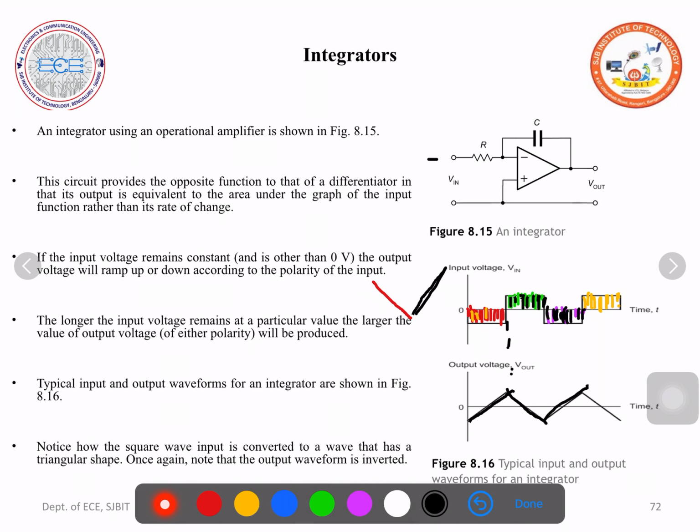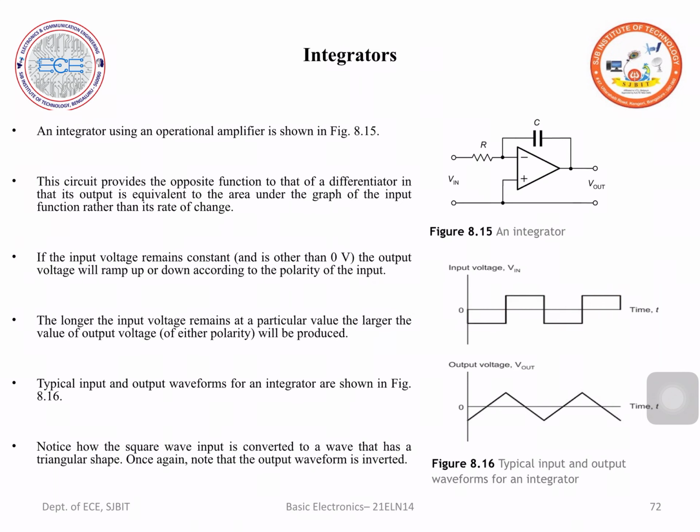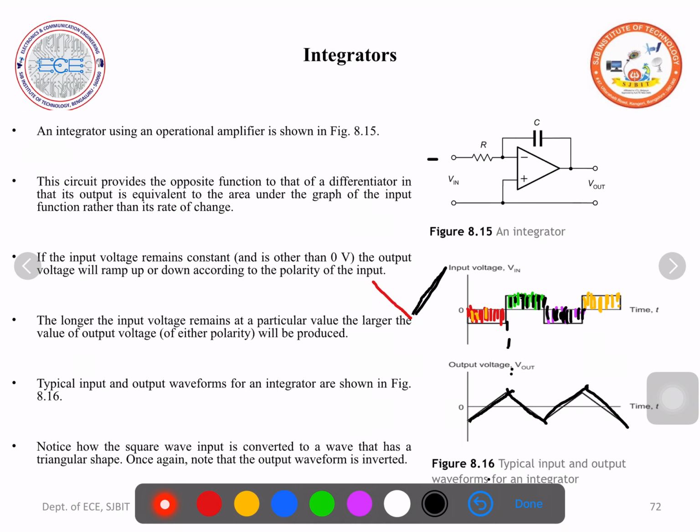Positive ramp, negative ramp. So in the integrator, if you apply a square waveform as the input, you will get a triangular waveform as the output. Whenever you want to convert the signal from square wave to the triangular wave, you can go for the integration. You can see the integrator circuit and the input and the output waveforms.